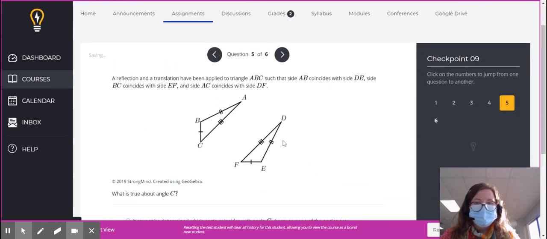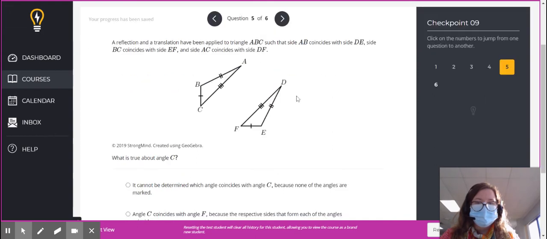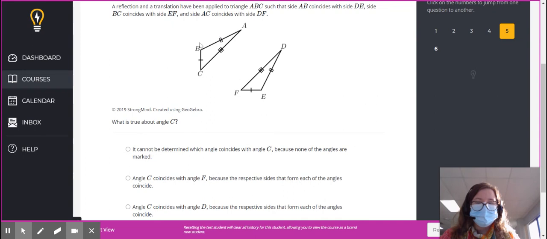Then, a reflection and a translation have been applied to triangle ABC such that AB coincides with DE. Side BC coincides with EF and side AC coincides with DF. So if they are all there, like if they were on top of each other, then we can look at the thing. We have 1, 2, 3 tick marks. 1, 2, 3 tick marks.